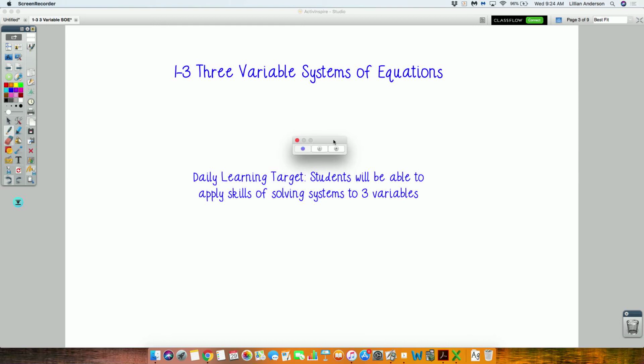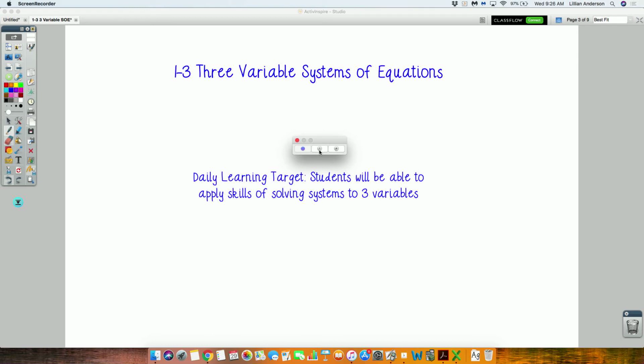So again, today is section 1-3. We're going to be dealing with three variable systems of equations. So we're going to basically take the skills of us solving a system and applying it to three variables. Okay? Now, just like before, it's laid down to a few steps to help you when it comes to solving these. Make sure you get down the goal.